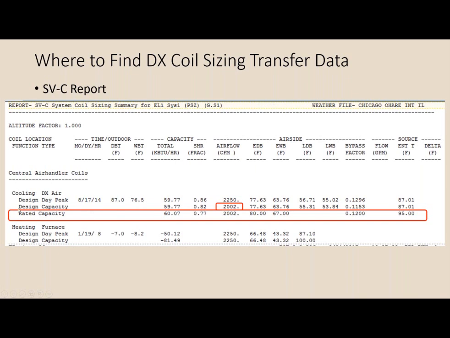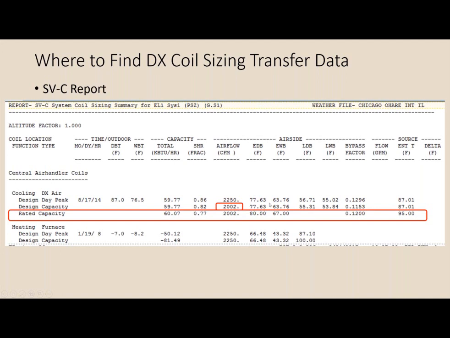And then, in some cases, the program may manipulate values based on certain parameters in the input. For example, the capacity sizing method that I talked about earlier, where you have CFM per ton. If you have a CFM per ton listed, it might adjust the CFM like it did here relative to what was in the design day calculation. So it actually forces the CFM to be a little bit lower than the design day calculation. So that's your design condition.